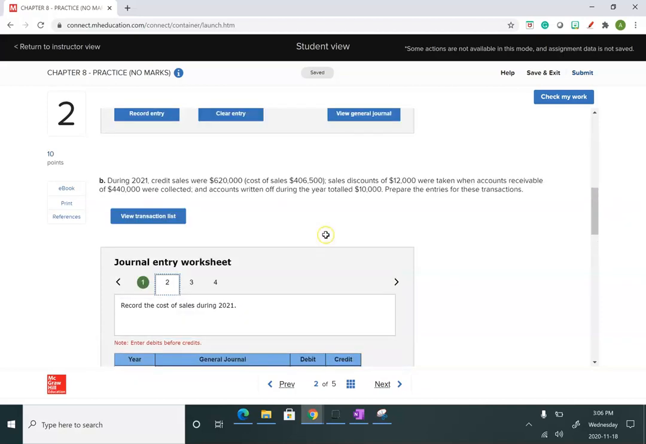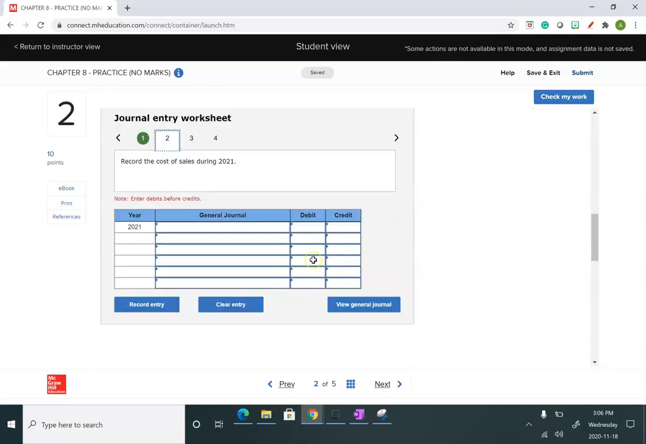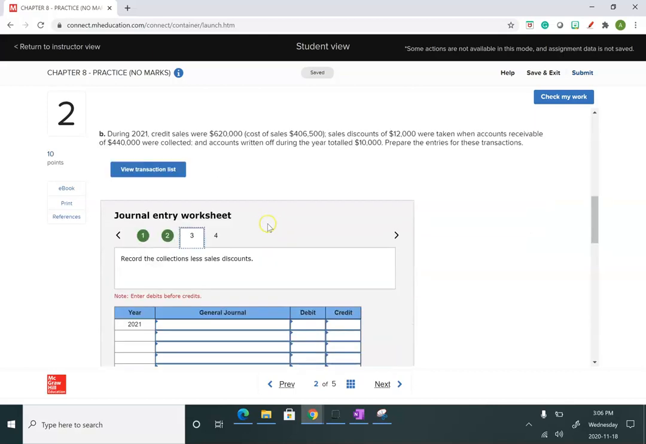And then my next journal entry, the cost of sales are $406,500. So I'm going to record cost of goods sold for $406,500 and take them out of inventory for $406,500. And now it wants us to record the sales discounts of $12,000 were taken when accounts receivable of $440,000 were collected and accounts written off during the year totaled $10,000.